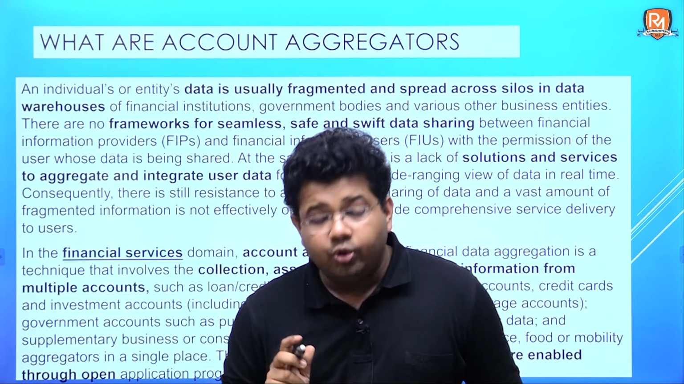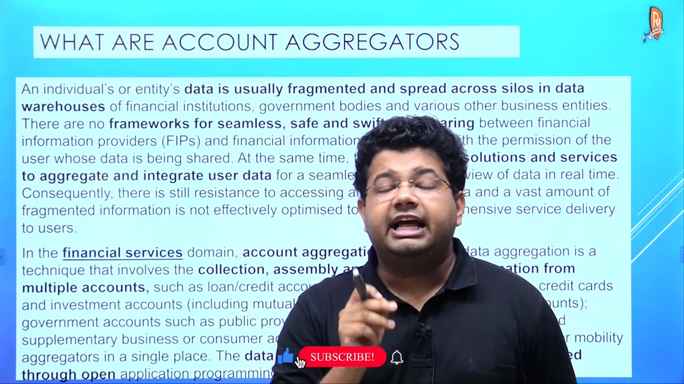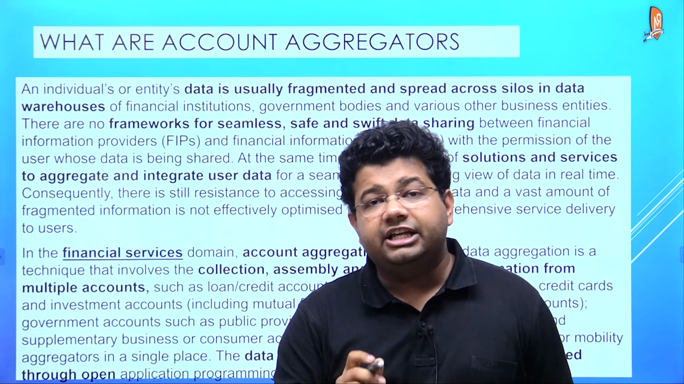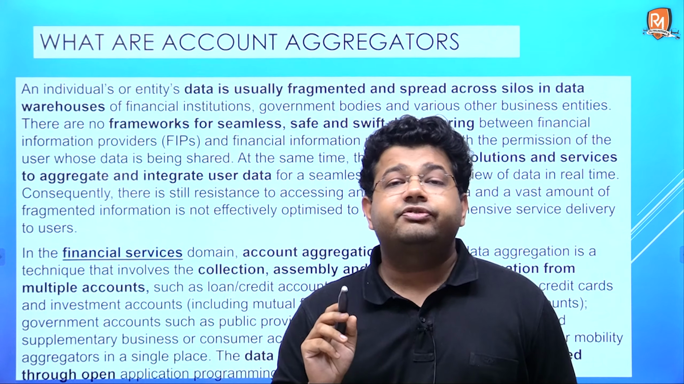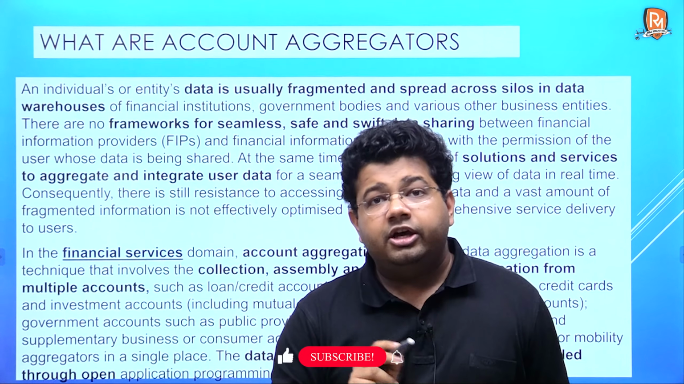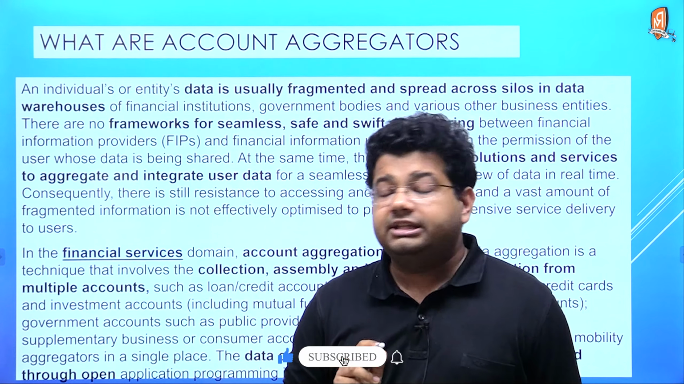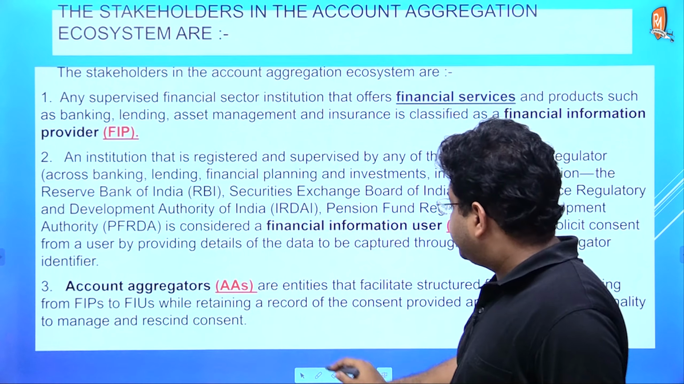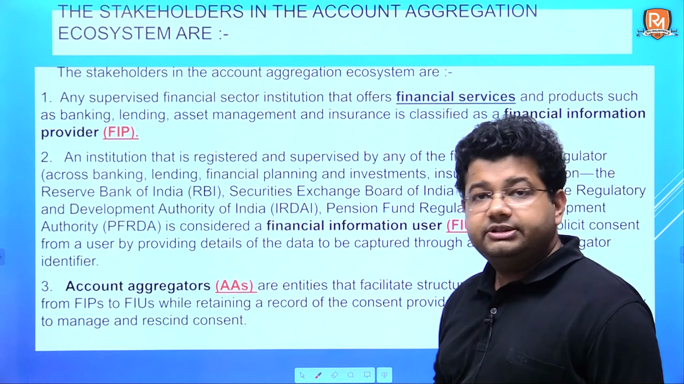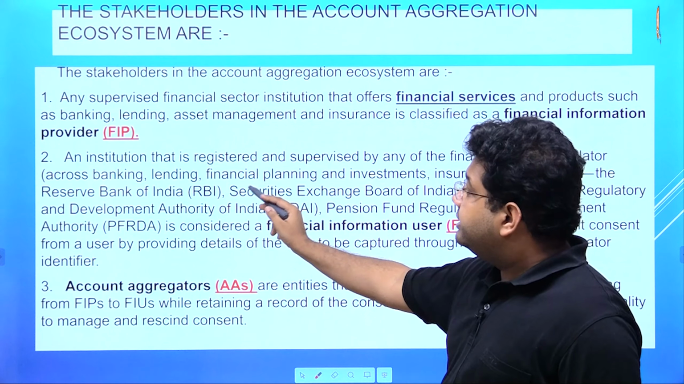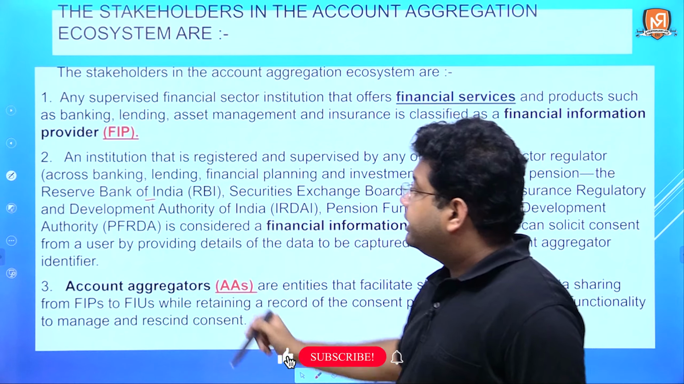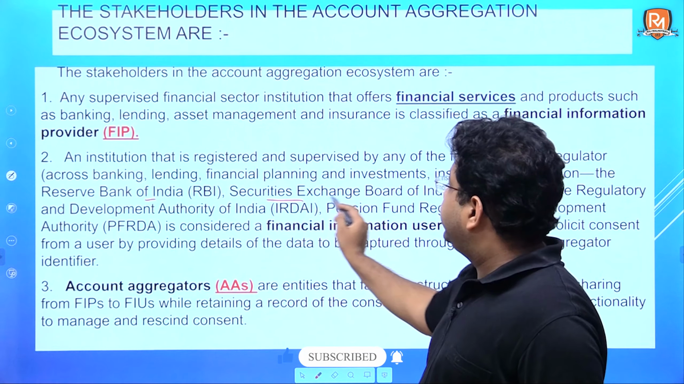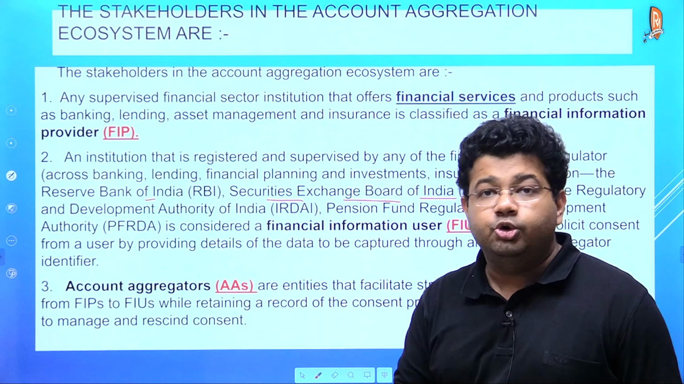Now, who are going to be these financial information providers and financial information users? They should be regulated by one or the other regulator. Let us have a look at the definitions of all these three stakeholders. So who are going to be these regulators? It can be the RBI if you are talking about banks, the Securities Exchange Board of India if you are talking about mutual funds.